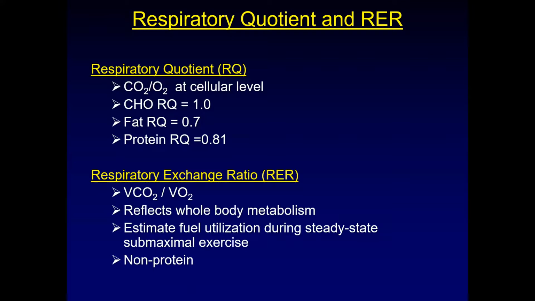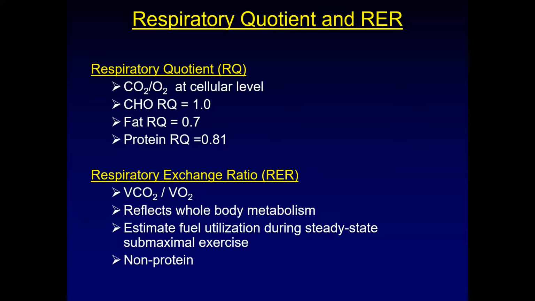If all you were doing was breaking down carbohydrates, then the amount of CO2 that you produce at the end of the Krebs cycle is going to be exactly equal to the amount of oxygen that you're going to need in the electron transport chain. So you have a value of 1.0.